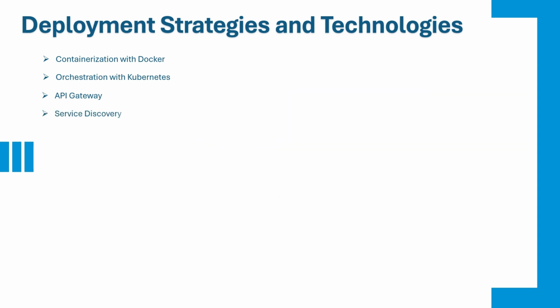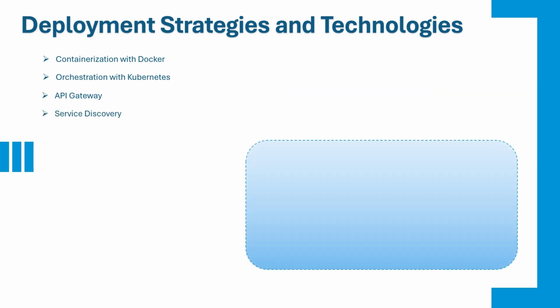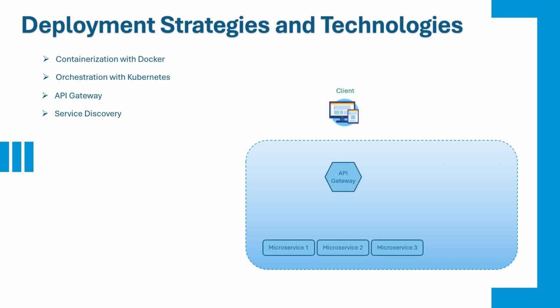Service discovery is a critical component in a microservices architecture, ensuring that services can dynamically locate and communicate with each other. As services are scaled or instances are added or removed, service discovery automatically updates the list of available service endpoints, enabling efficient routing and load balancing. This dynamic nature ensures that the system remains resilient, adaptable, and capable of handling changes without manual intervention.